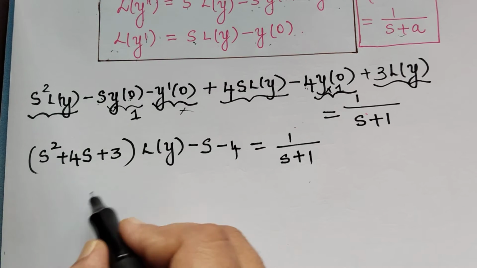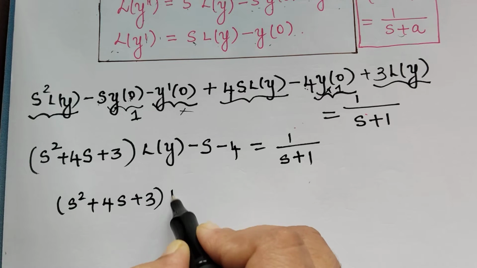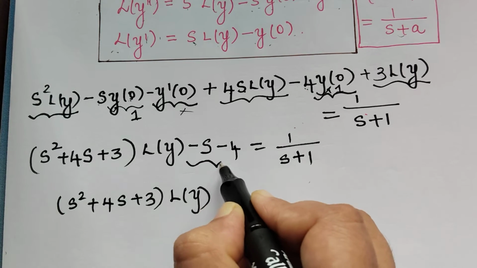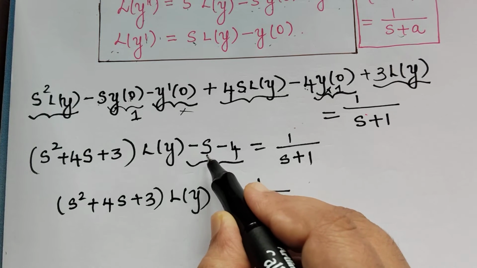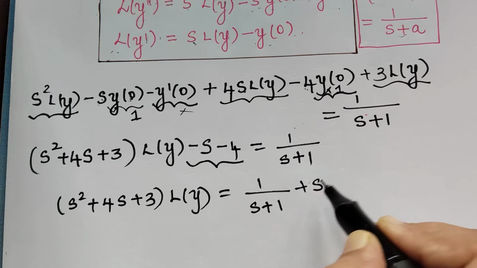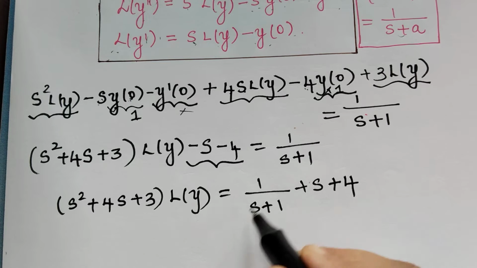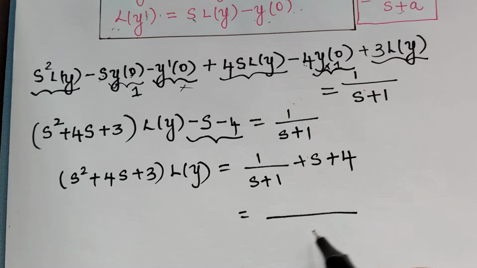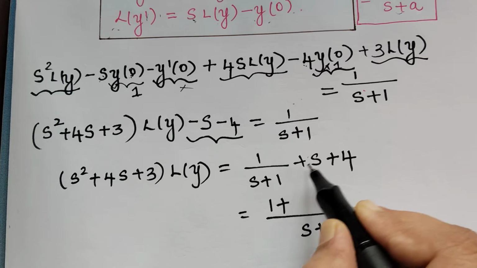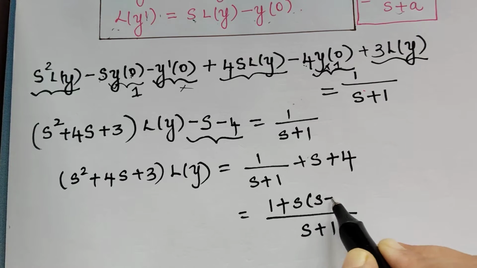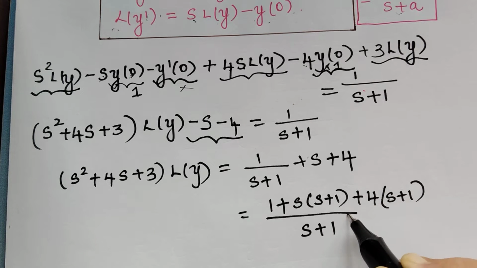Now further, here we have s squared plus 4s plus 3 multiplied with L of y. Let us take these two terms to the right. So we will get 1 by s plus 1, and negative s when goes on the right it becomes plus s, and minus 4 when it is taken to the right it becomes plus 4. We shall take the LCM on the right. So this will be equal to, the LCM is s plus 1, and so 1 plus, we have to cross multiply this s plus 1. So s multiplied with s plus 1 plus 4 multiplied with s plus 1. So this is what we get.